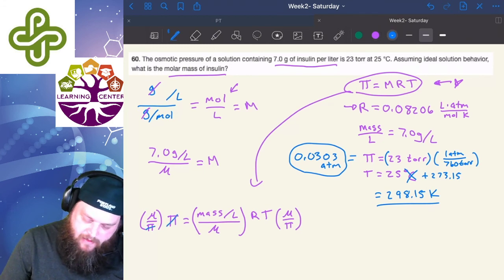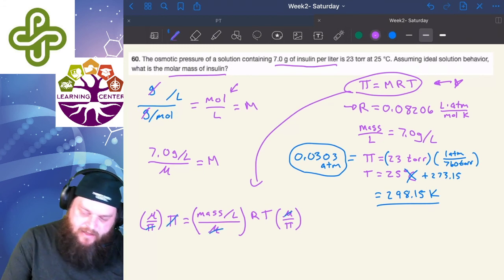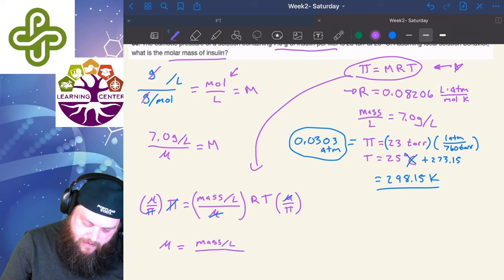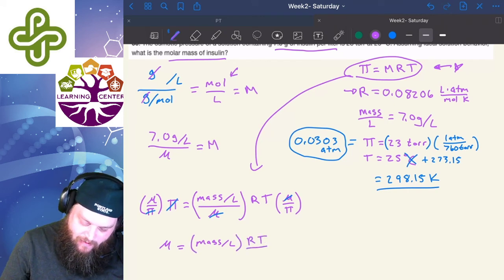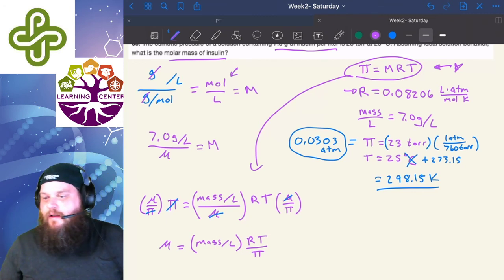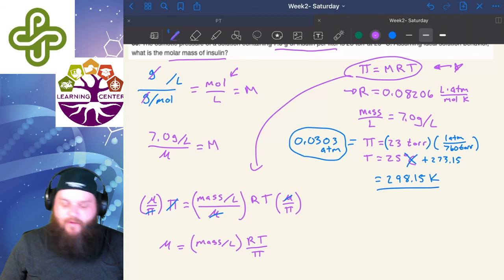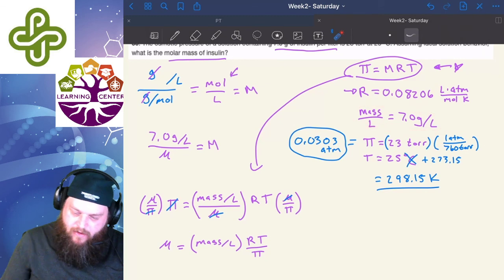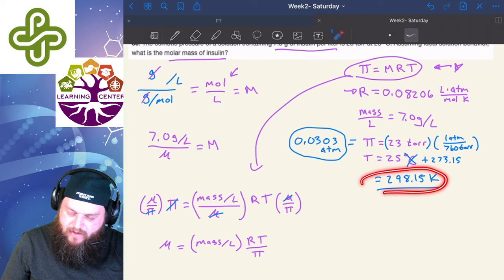That will cancel out those and essentially switch them. So I can solve for the mass per liter times RT over the osmotic pressure. So now we have an expression we can use where it's just plug and play. We have all these values. The mass per liter is here, 7 grams per liter. We have our R value. We have a value in atmospheres. We have a value in temperature Kelvin.